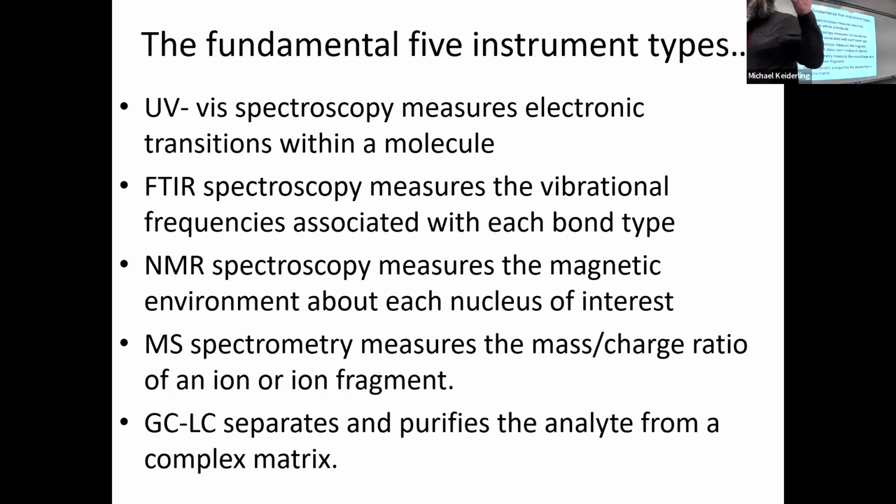So UV visible spectroscopy measures electronic transitions within a molecule. FTIR spectroscopy measures vibrational frequencies associated with each bond type. So UV visible spectroscopy is about electrons moving between energy levels. With FTIR, you're looking at the ways that the molecule vibrates. So it tells you a lot more information about the bonds and how they wobble and such.